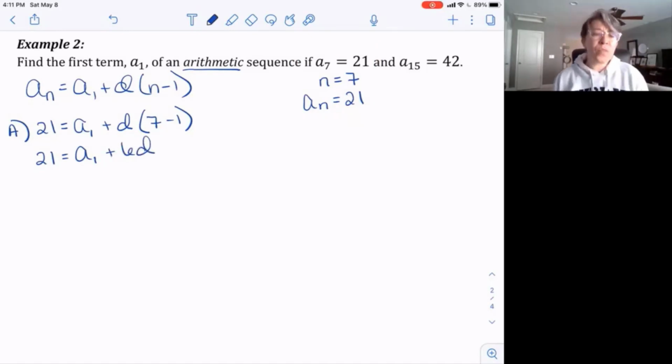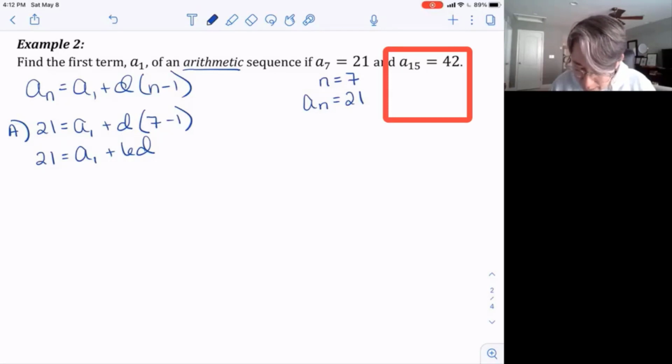So that gives us at least an equation, but we still have 2 unknowns. This might lead you towards the next step, thinking one equation with 2 unknowns, but in order to solve that, I have to have 2 equations with 2 unknowns. That's where the second point comes in. This second point over here to the right tells us that when we're at the 15th term, or n equals 15, our output value, a sub n, is 42. So that can actually give us a second equation.